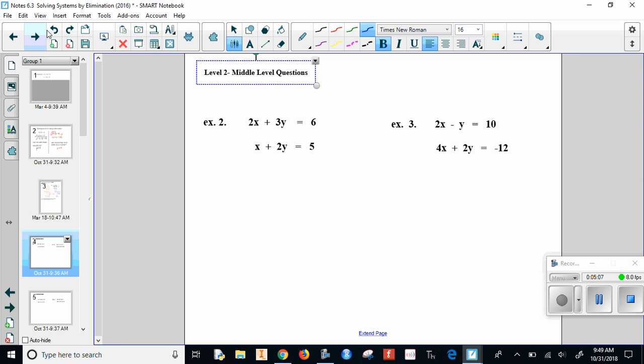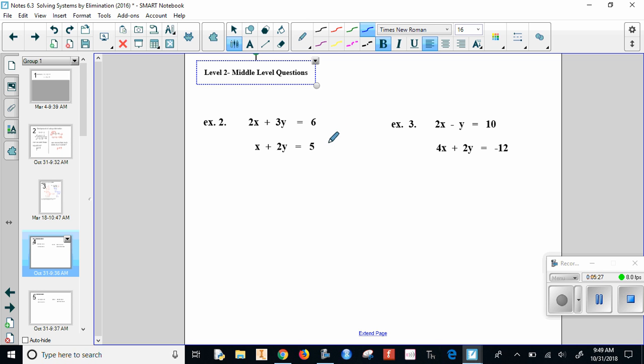All right. Now, when we're here at level 2, we want to check for elimination. So if I add, I get 3x, 5y equals 11. That doesn't help me out because I didn't eliminate the x or the y. If I subtract, I get 1x, 1y equals 1. That doesn't help me out either.